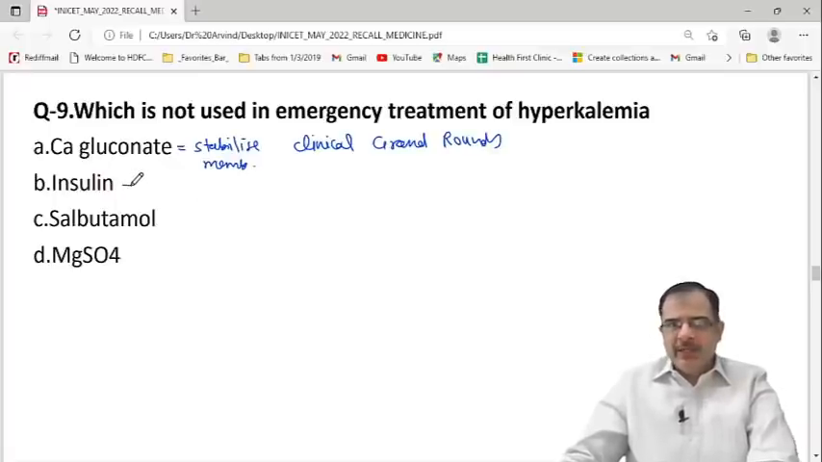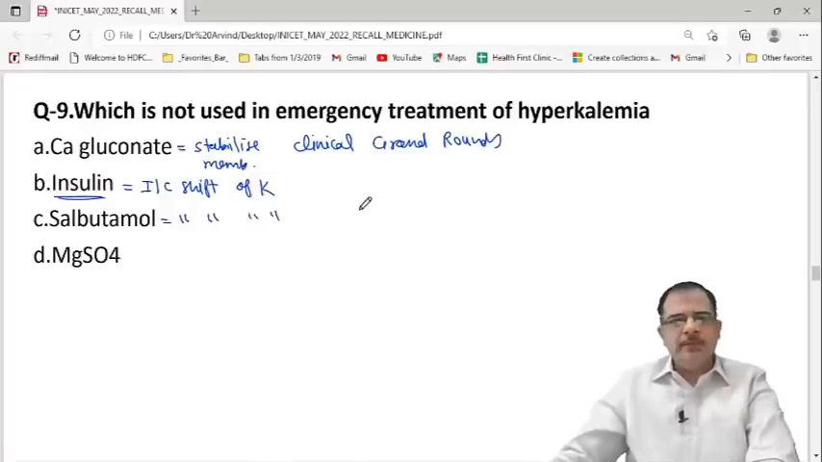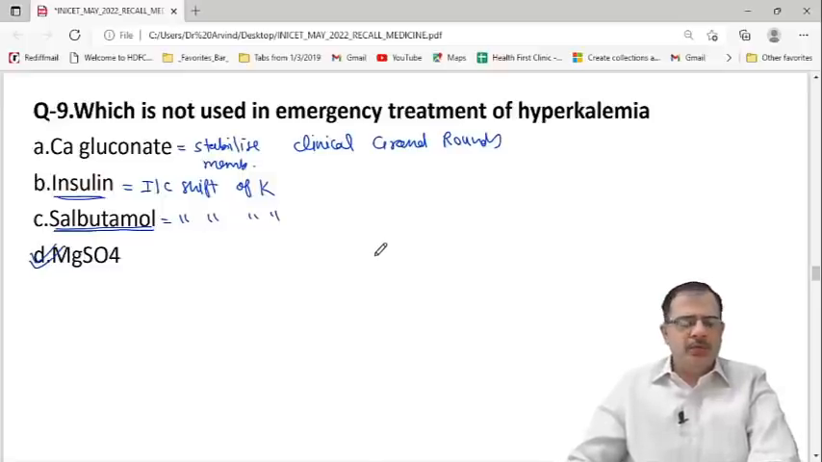Insulin, yes, insulin is given because it causes an intracellular shift of potassium, and indeed it is the fastest way to reduce the serum potassium. Salbutamol is a beta agonist, so it causes intracellular shift of the potassium, and it can also be used in an inhaled form. While magnesium sulfate, there is no role of magnesium sulfate in the emergency management of hyperkalemia. Magnesium sulfate is mainly used for the treatment of torsades de pointes. So answer is D option.